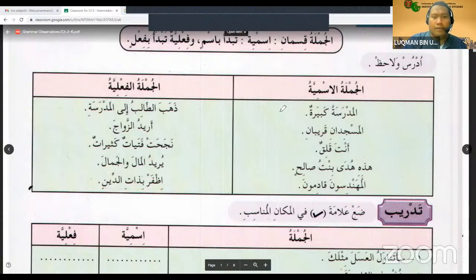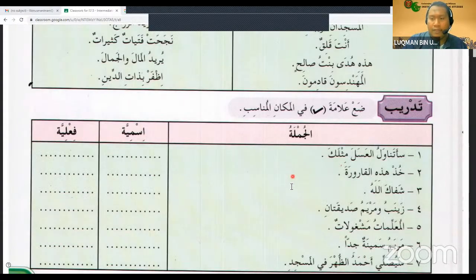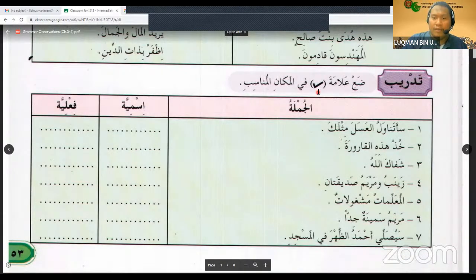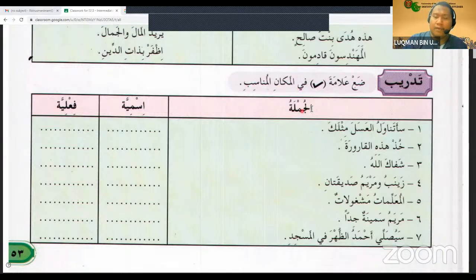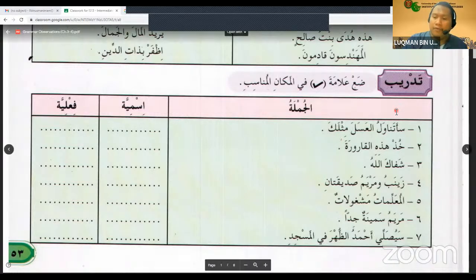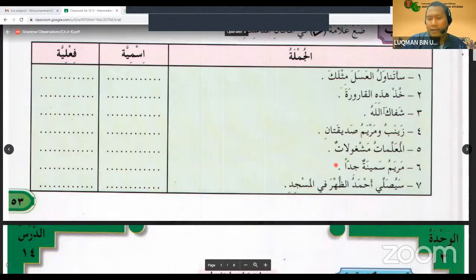Okay. So if you have a question here, you just type it in our chat box. Okay. So tadrib, ضع علامة الصحيح في المكان المناسب. Put a check mark in its proper place. So you just read these sentences, and if it's a jumla ismiya, you put a check mark on ismiya. If it's fi'liya, you put a check mark on the fi'liya. Okay, so I think this is a very easy activity.